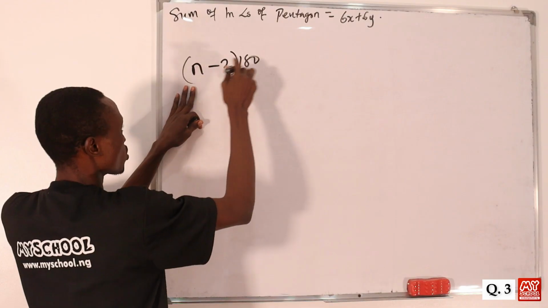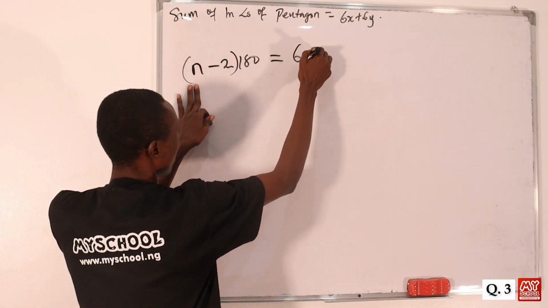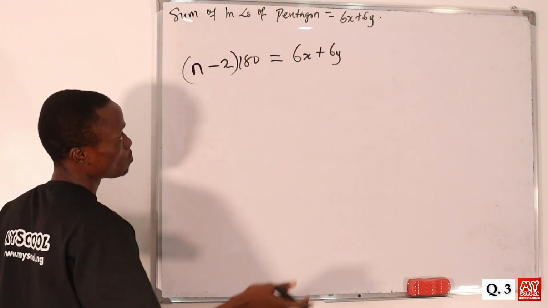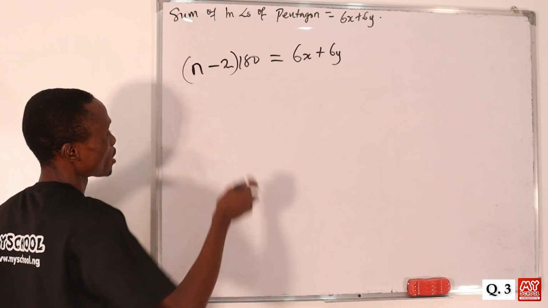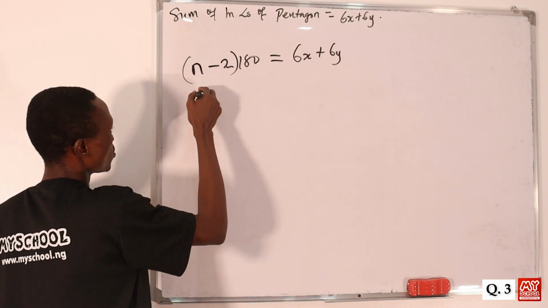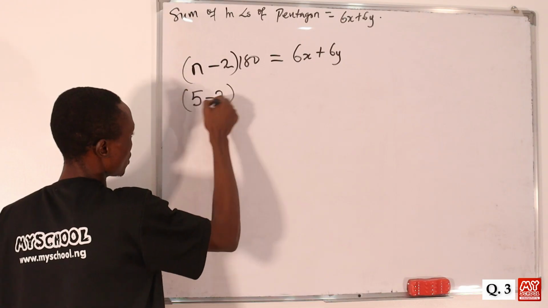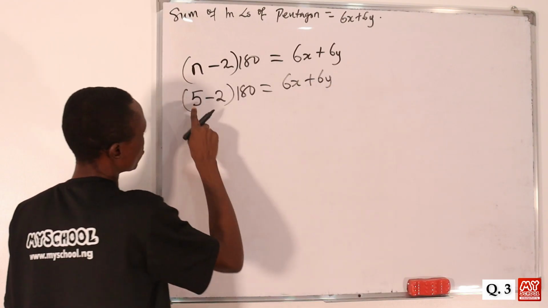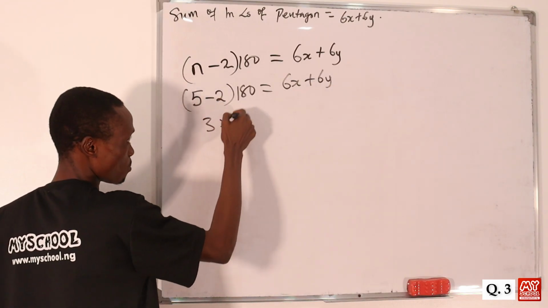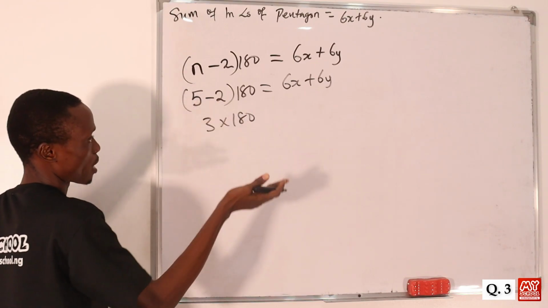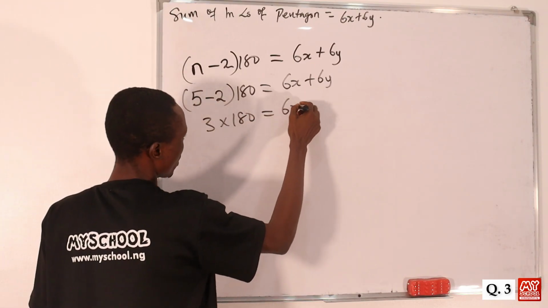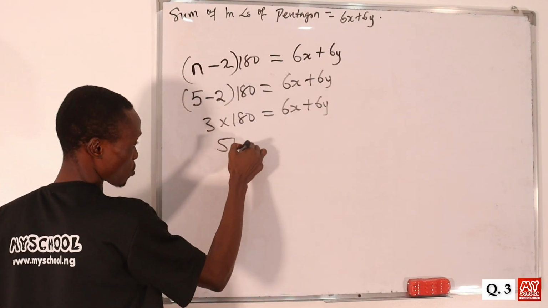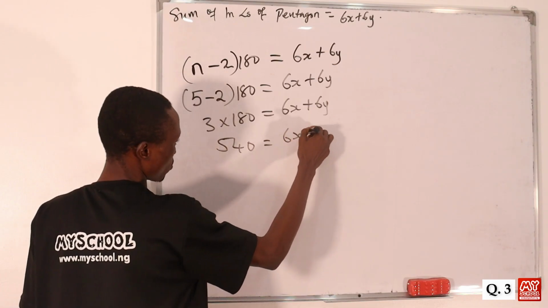But in the case of this question, we are told that it's equals to 6x plus 6y, since we are considering a pentagon. So pentagon means a 5-sided polygon, right? So in place of n here, we replace it with 5. So we're having 5 minus 2 in bracket times 180 is equals to 6x plus 6y. So 5 minus 2 will be 3, then times 180. Remember, bracket means times. Okay, and this is equals to 6x plus 6y. So if we multiply this out, we'll be having 540 is equals to 6x plus 6y.